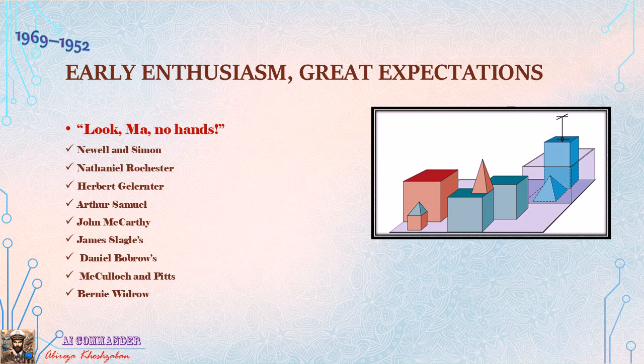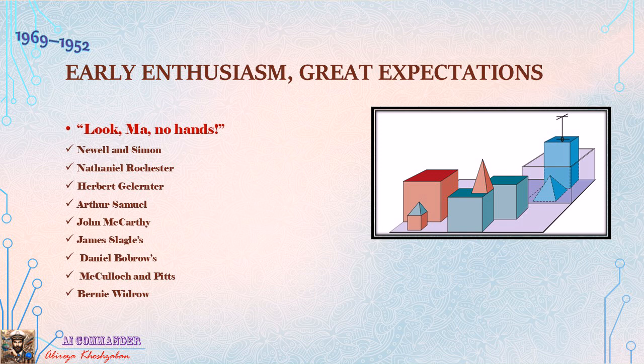The hypothesis of the physical symbol system was presented by Newell and Simon. A physical symbol system has the necessary and sufficient means for general intelligent action. Natalis Rochester wrote the first artificial intelligence program. Herbert Gelernter wrote a program to solve mathematical theorems. Arthur Samuel wrote a game using a method now called reinforcement learning that could play better than its creator.